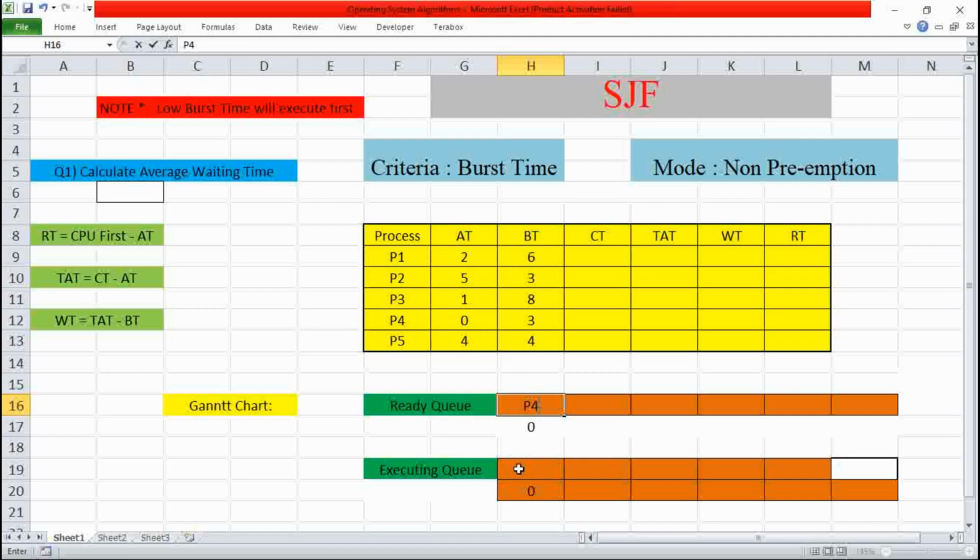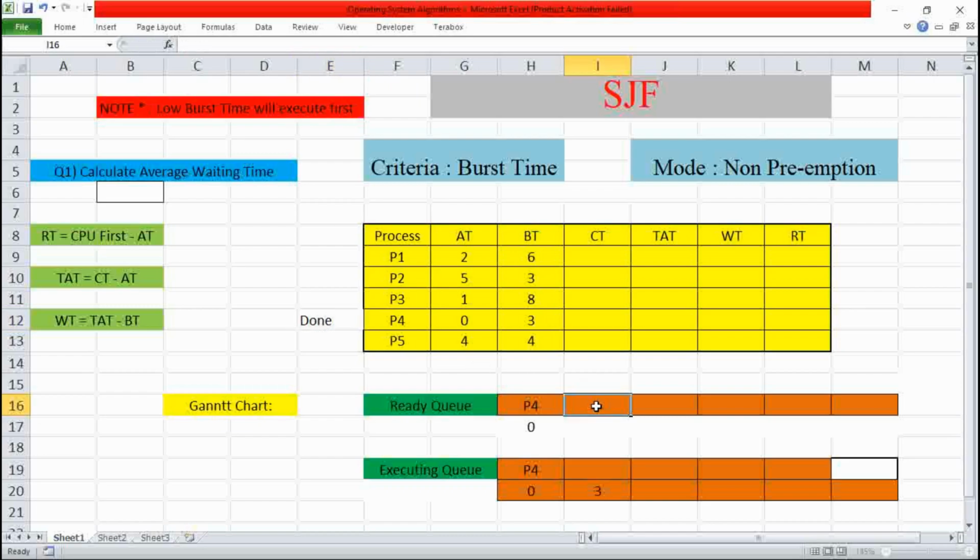Now similarly in the executing queue, right here P4. Note that ready queue and executing queue both work simultaneously. Now look, P4, it's being executed. Now how much time is required for P4 to be executed? It's 0 plus 3, it's 3. So with this we can say that our P4 is done.